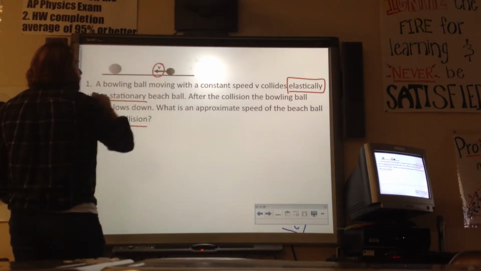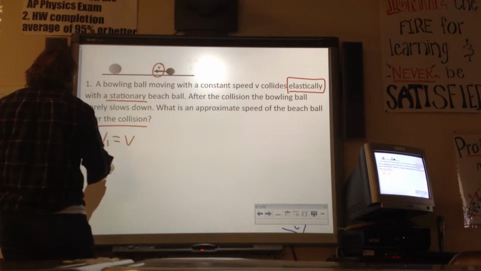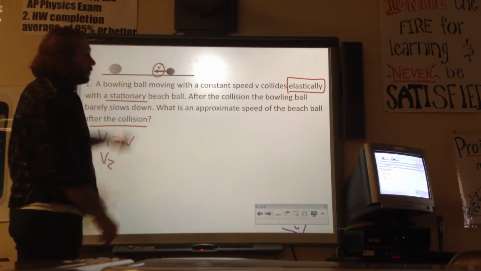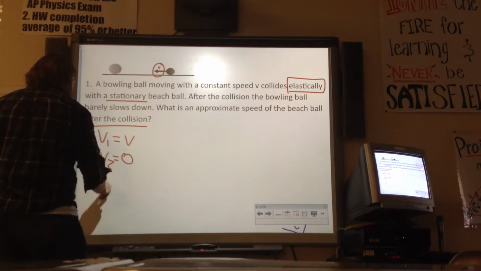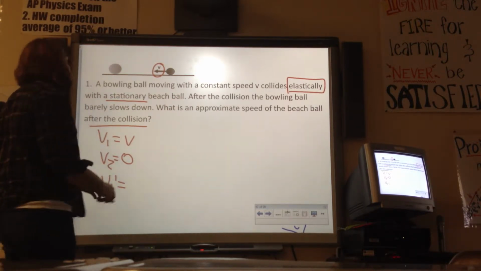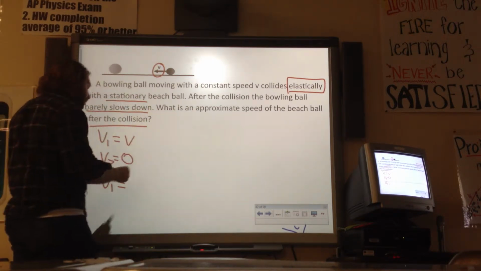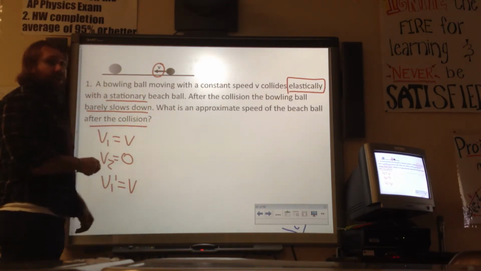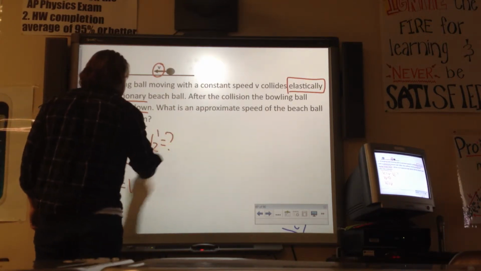So, we have some velocities given. We know v1, which is the bowling ball, is v. v2, which is the beach ball, would be 0 because of what I highlighted as stationary. We have v1 prime, the velocity of the bowling ball after the collision. Well, it doesn't slow down much, so we're going to approximate that as still being v. And we're going to look at v2 prime and find that.